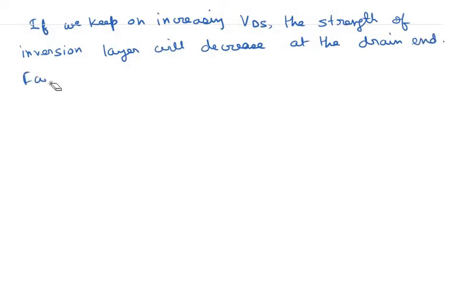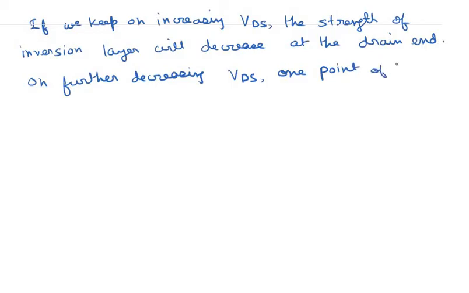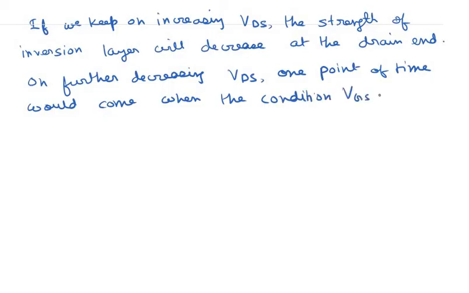Further, on further decreasing VDS, one point of time would come when the condition VGS is greater than VDS minus VTH is not valid anymore.